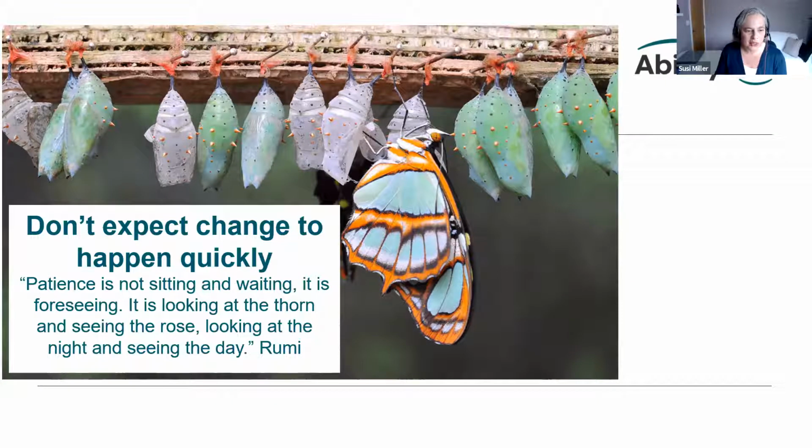So the first of our don'ts: don't expect change to happen quickly. And this features a quote from the poet Rumi: "Patience is not sitting and waiting; it is foreseeing. It is looking at the thorn and seeing the rose, looking at the night and seeing the day." And this quote I first heard used by Lainey Feingold, who's a very well-known accessibility lawyer, and she was involved with the famous Domino's pizza case.